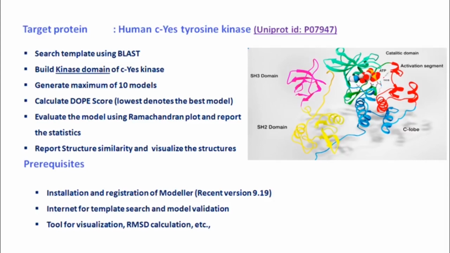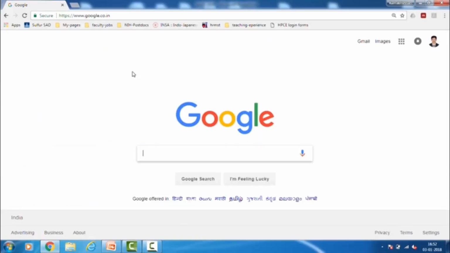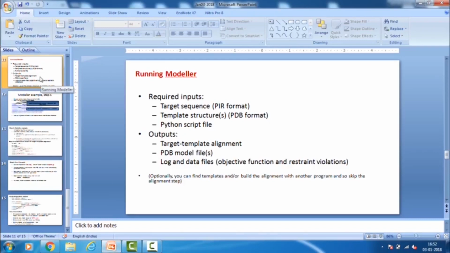The prerequisites are that Modeller software is installed, and then the internet facility for template search and model validation, and visualization tools for visualizing the target and templates and to make comparative statements using metrics like RMSD. First, I will explain how to start searching the template for the given protein sequence.